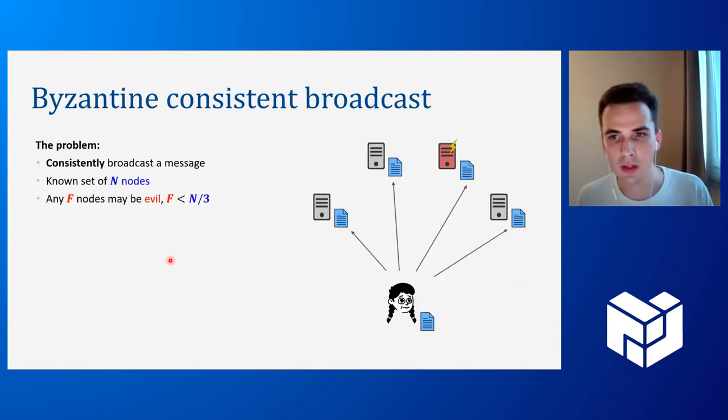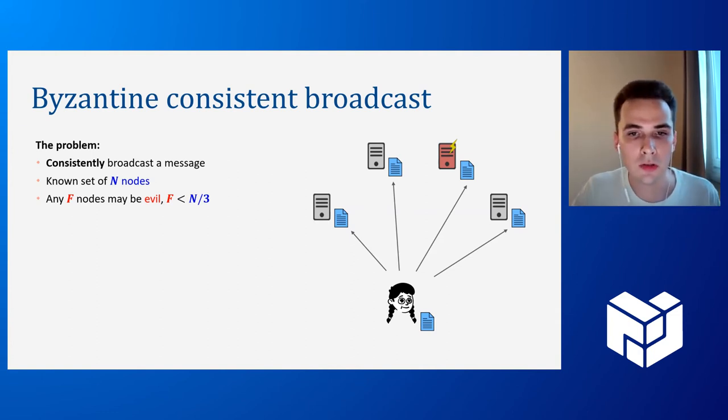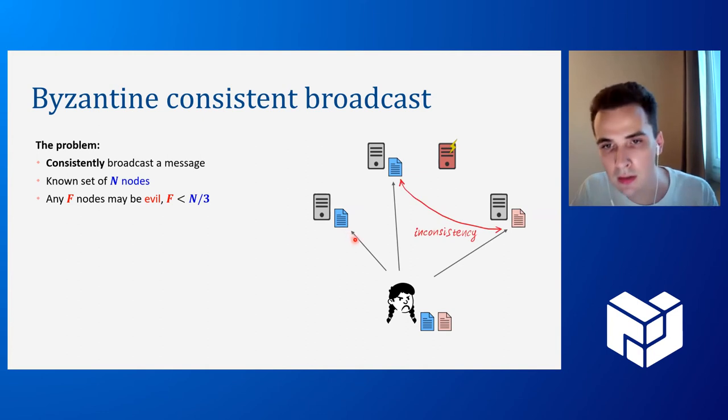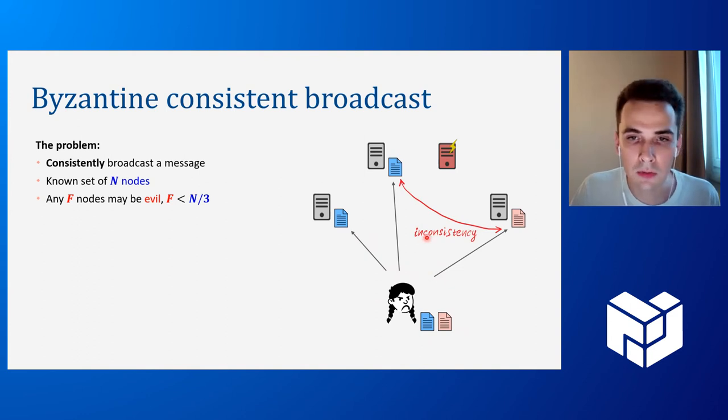Just for the context, I'm going to quickly explain what this pseudocode does. It actually implements an abstraction called Byzantine Consistent Broadcast. And the goal is for a single node, the leader, to be able to broadcast a single message to a fixed set of nodes. And it should be able to do so consistently, which means that a Byzantine leader, a malicious leader, will not be able to send different messages to different nodes. So you can see it as some sort of equivocation prevention mechanism.